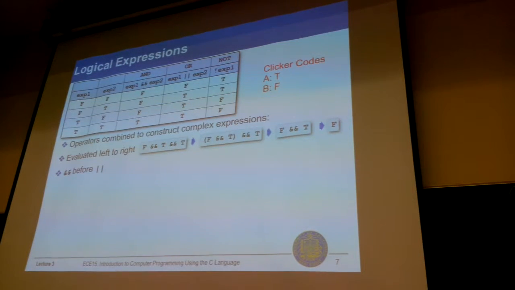So the next rule is that we evaluate ands before ors, regardless of where they appear, left or right. So, any guesses as to what this will evaluate to? Take a minute and talk to each other.